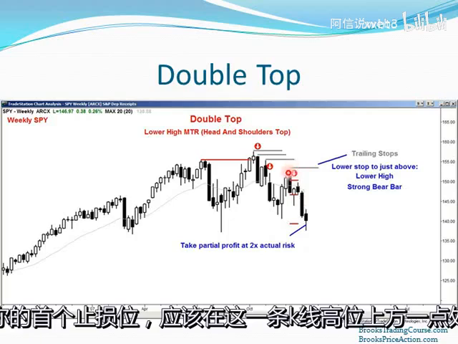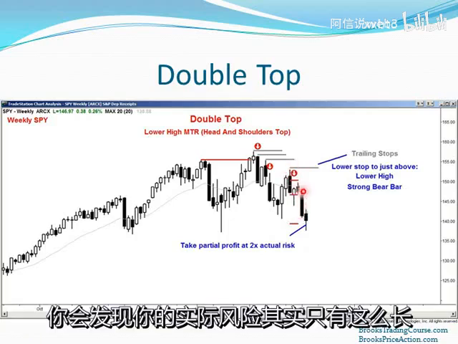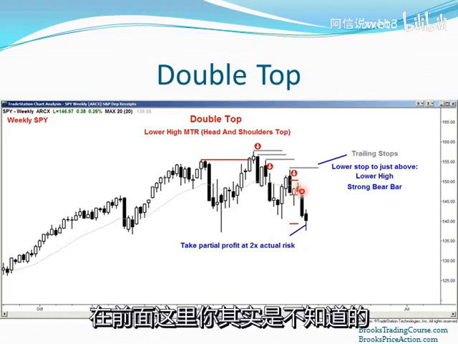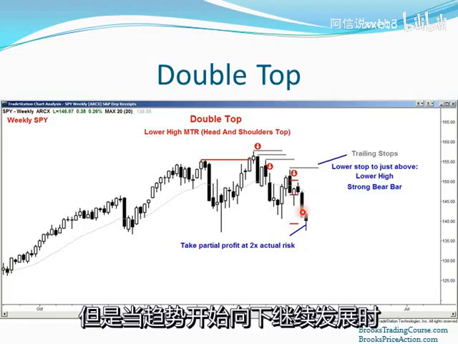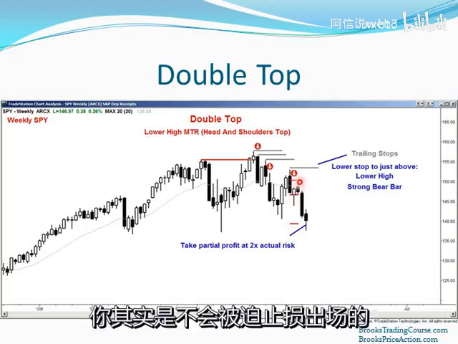Your initial stop was above the high of this bar. Once it started to turn down, you discovered that your actual risk was only right here. You only had to risk to 1 tick above the high of this bar. At the time, you did not know it, but once the trend resumed back down, you knew that if you had put your stop 1 tick above the high of this bar, you would not have been stopped out.